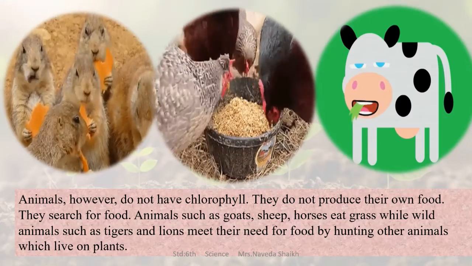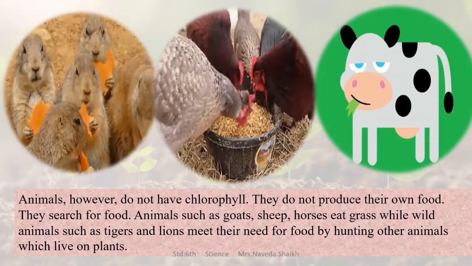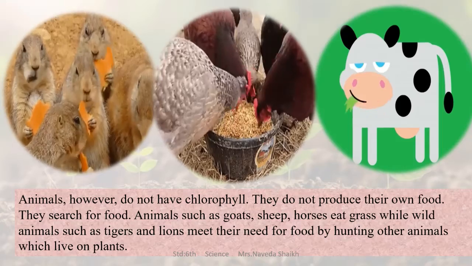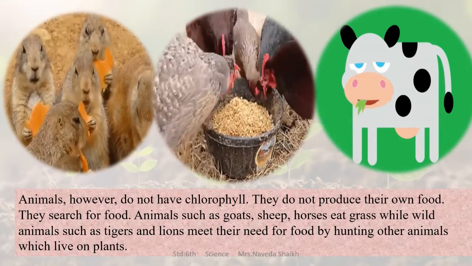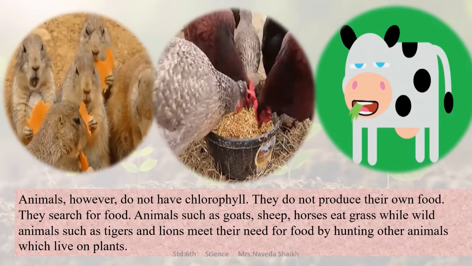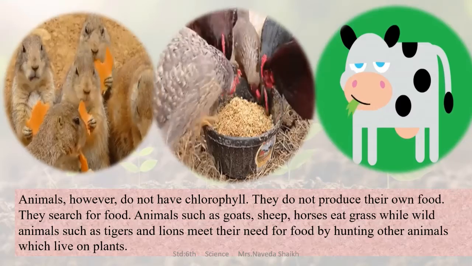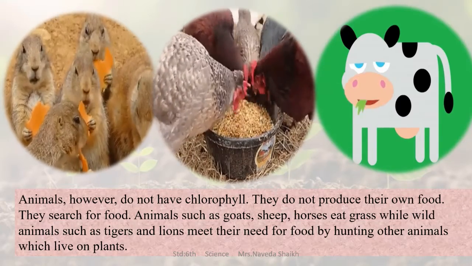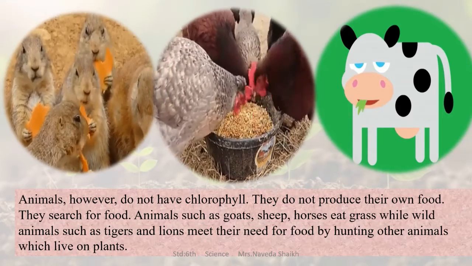Animals such as goat, sheep, and horse eat grasses, while wild animals like tigers and lions need food and they hunt the other animals which live on plants. Like if here you can see this image of a cow, the tigers or lions will hunt this cow in order to get their food. And this cow is eating what? This cow is eating plants. So plants are very important.